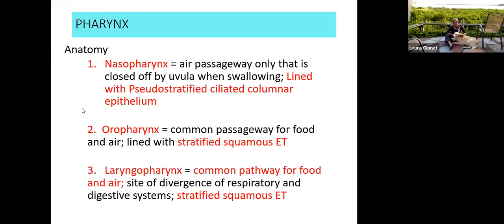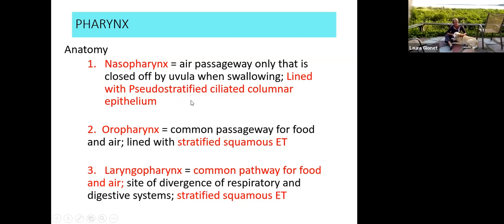All right, then we get into the throat area. We have three regions: the nasopharynx, oropharynx, and laryngopharynx. So to the posterior aspect of the nasal cavity, above the uvula, that's that little triangular piece of tissue that hangs inferiorly from the posterior aspect of the roof of your mouth. So above the tongue, between the nasal cavity and the throat, we have the nasopharynx.